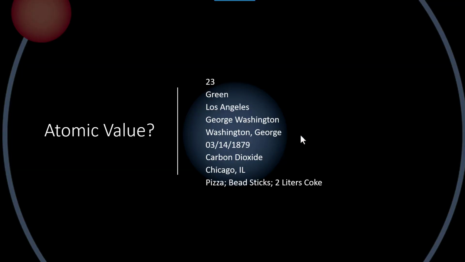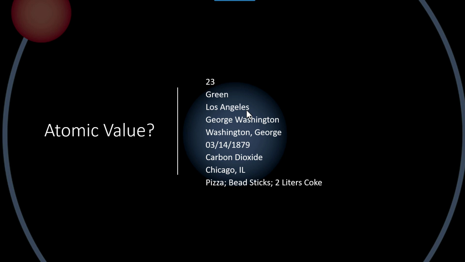So let's explore atomic values, because you can split hairs on this a bit, and let me explain what I mean by that. So clearly the number 23 is an atomic value. It's something that really can't be divided down much further. You can say the value green is an atomic value, as you can the city Los Angeles.